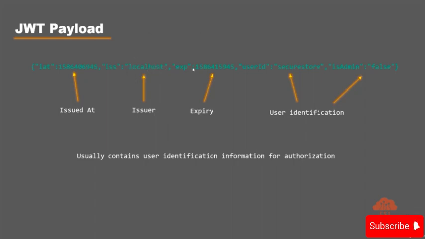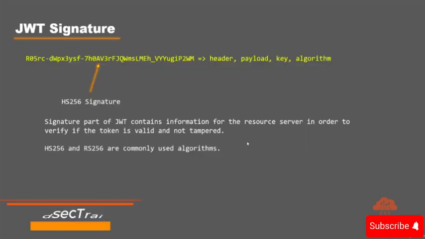And the next one is expiry. This represents the token's expiration timestamp. Once again, this is in seconds since epoch. So to summarize, a JWT payload contains user identification information along with some supporting properties such as IAT, ISS, and expiry. Now let's understand the next part of our JSON Web Token, which is the signature.